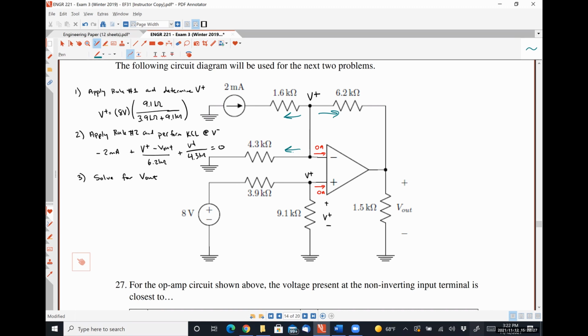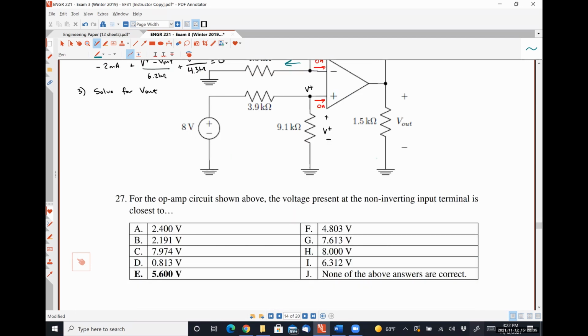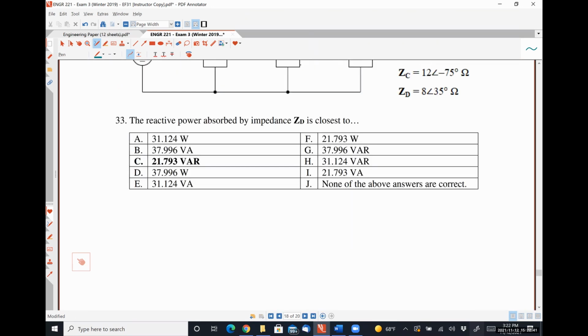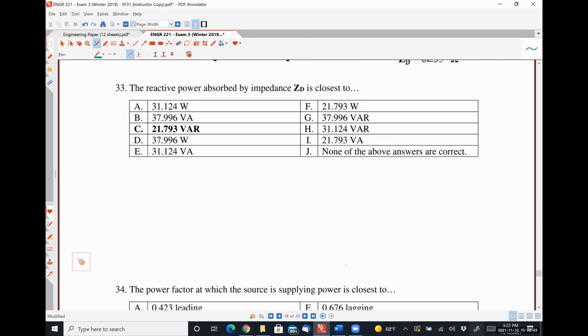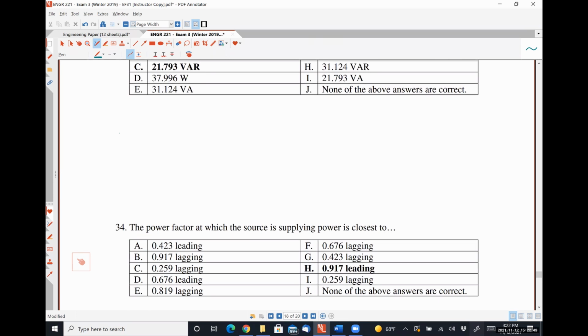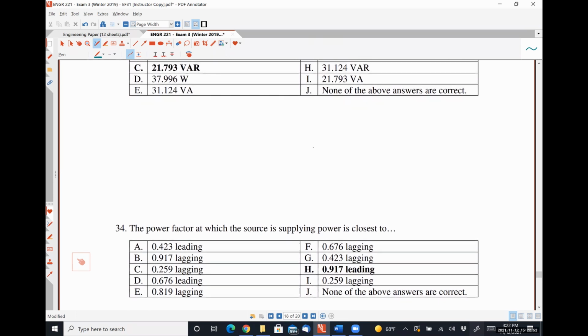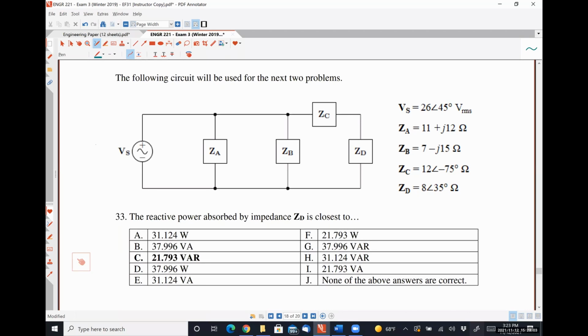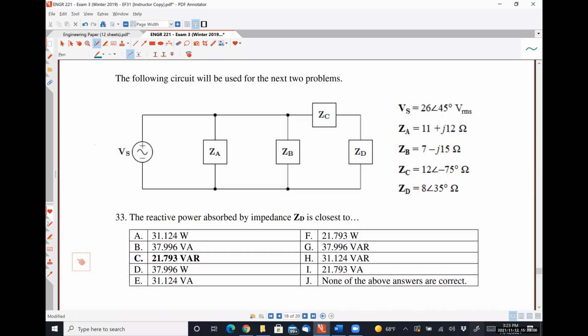Yes, Kobe. Can you do something with power factor? Just one of the questions that has to do with power factor. So let's look at this guy right here. Number 34 asks us to determine the power factor at which the source is supplying power. Okay. So we have this big ugly circuit, and we are told what VS is. So that is useful.